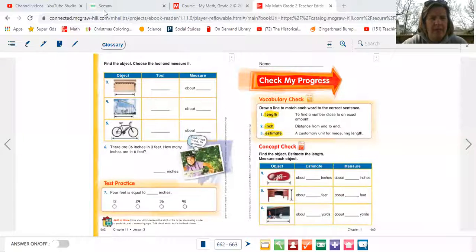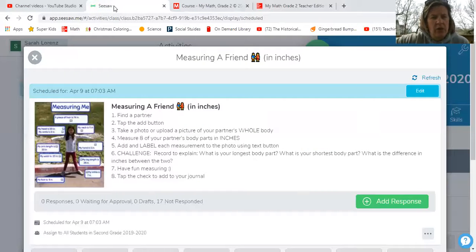All right, so today in math, we would have been doing the Check My Progress page. So instead of doing it that way, since we're measuring, I thought it would be more fun. So this is the page we would have been doing, okay? So instead of doing that, we are going to do this page right here, measuring a friend in inches, okay?